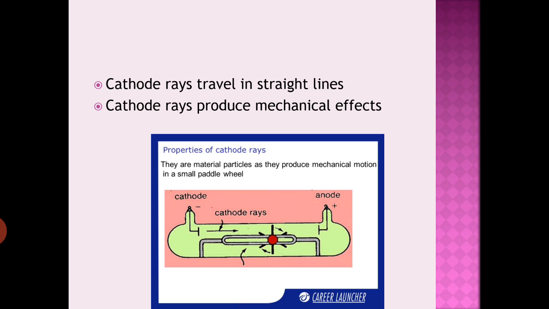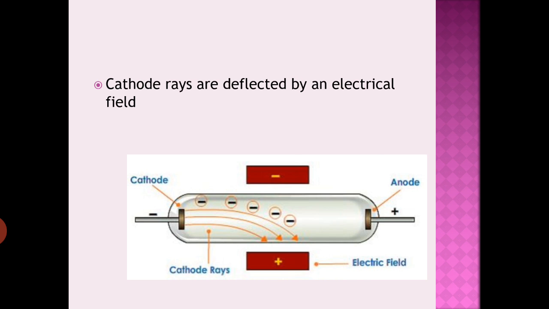Now second, cathode rays produce a mechanical effect. They produce mechanical motion of a paddle wheel when it is placed in the path of the cathode rays.